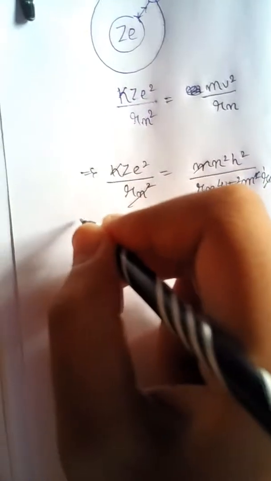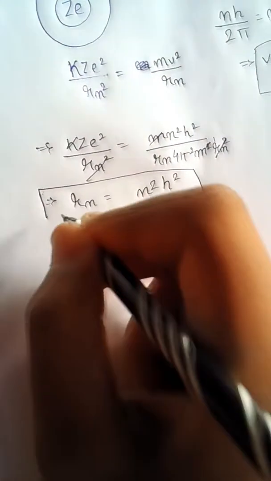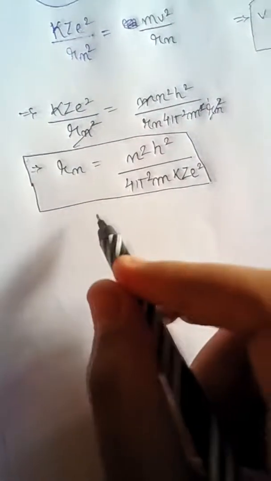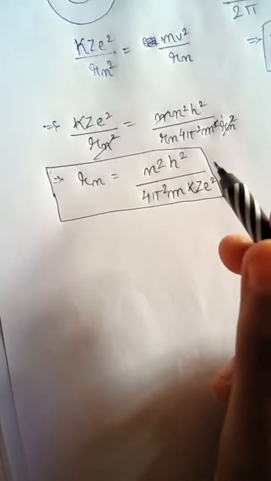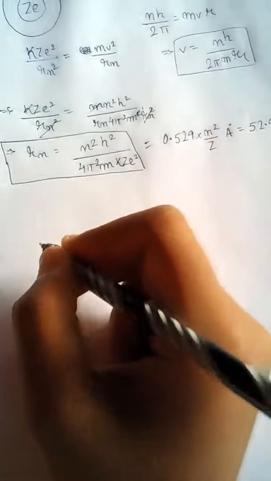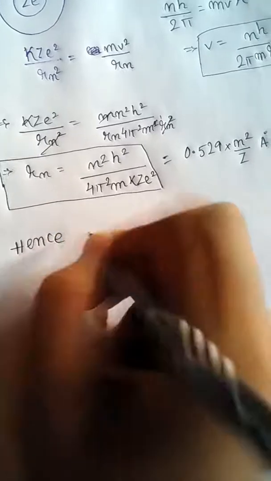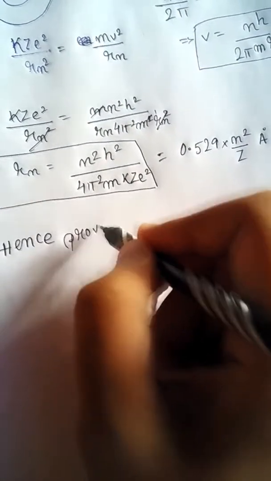So this is the required formula. This is the formula by which Bohr calculated the radius of the single electronic species, and if we put all the values, then we will get this as 0.529 into n square by Z angstrom, which is equal to 52.9 n square by Z picometer. So hence proved.